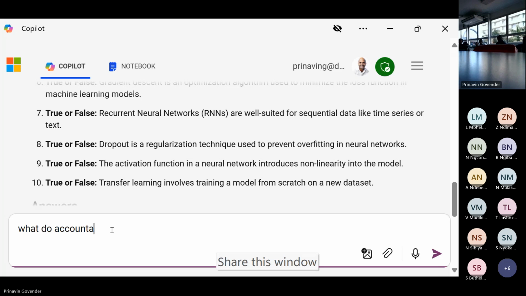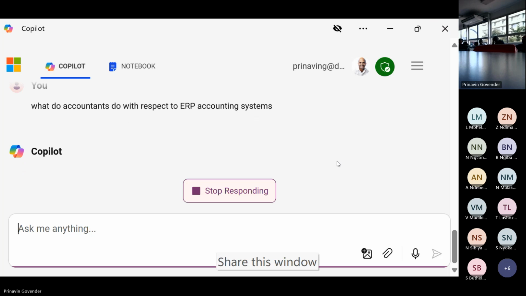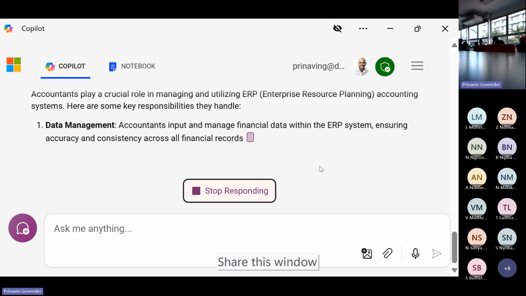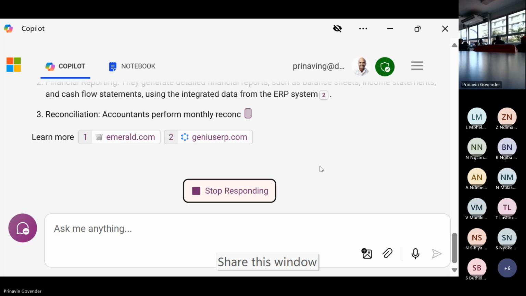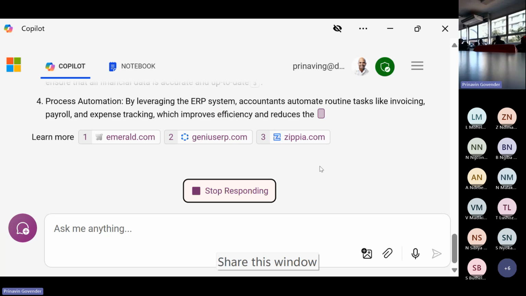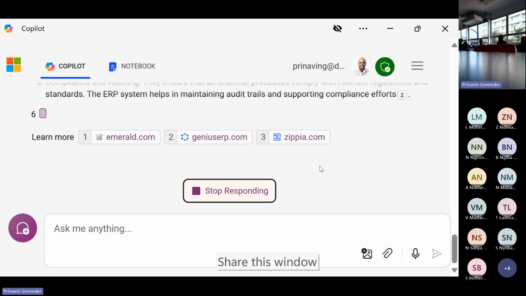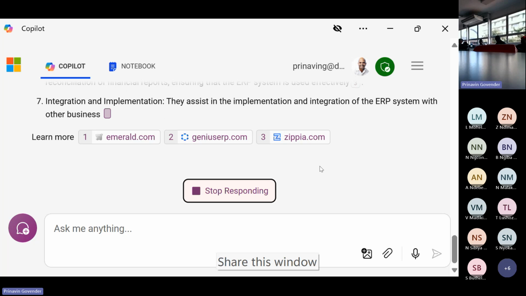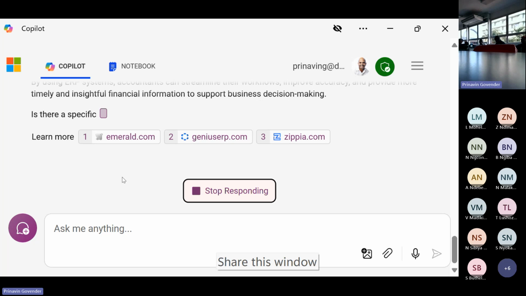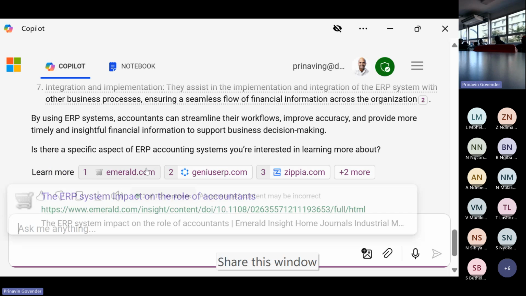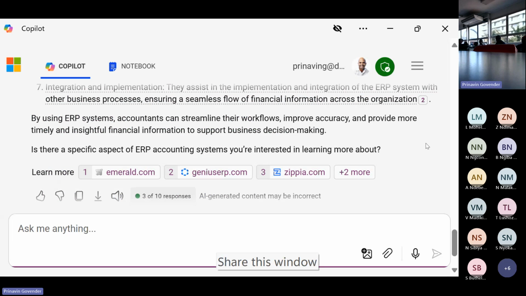What do accountants do with respect to ERP accounting systems? Oh, data management, financial reporting, reconciliation, process automation, compliance and auditing, technical support. Wow. So let's take one of them. Accountants can streamline their workflows, improve accuracy, and provide insight. Oh, I like that.